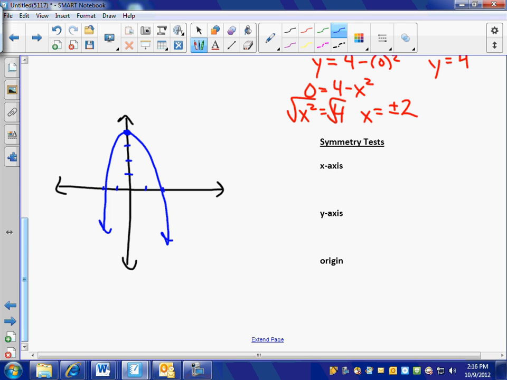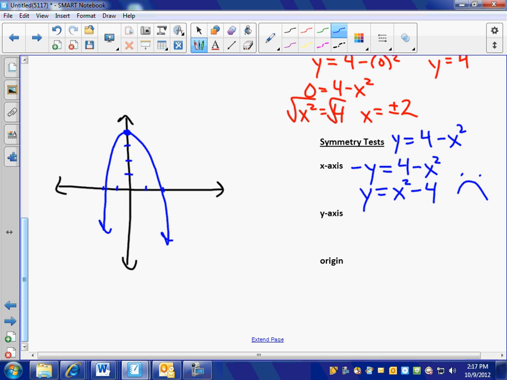So, in order to test for symmetry about the x-axis, I replace y with negative y. So, my equation is y equals 4 minus x squared. So instead of a positive y, I'm going to write negative y equals 4 minus x squared. I want to know if that is the same as that. So since y is solved for here, I will solve for y here. Divide everything through by negative 1. I get y is equal to positive x squared minus 4. Is that the same as what I started with? No. So it is not symmetrical about the x-axis.